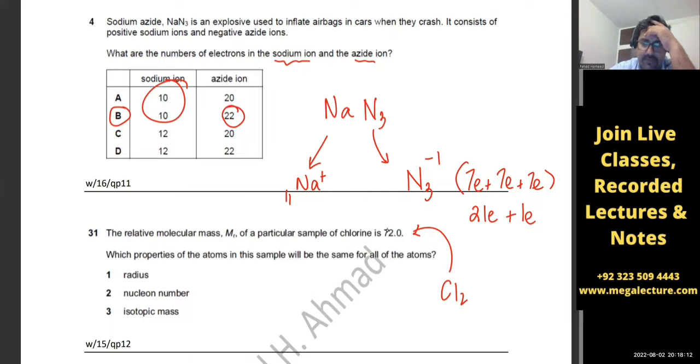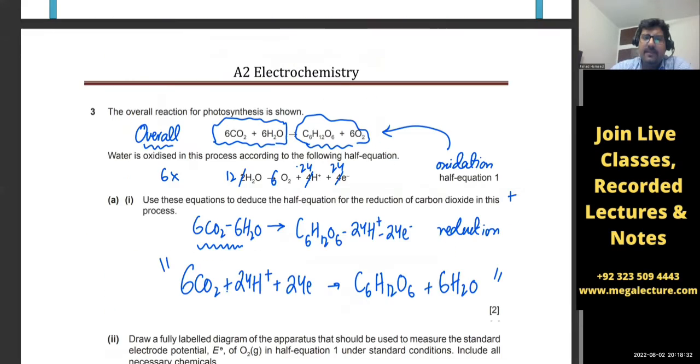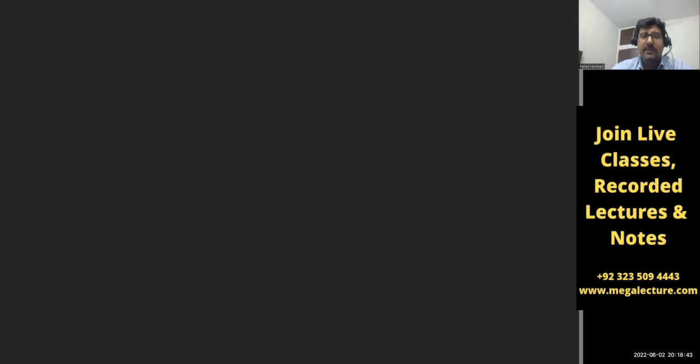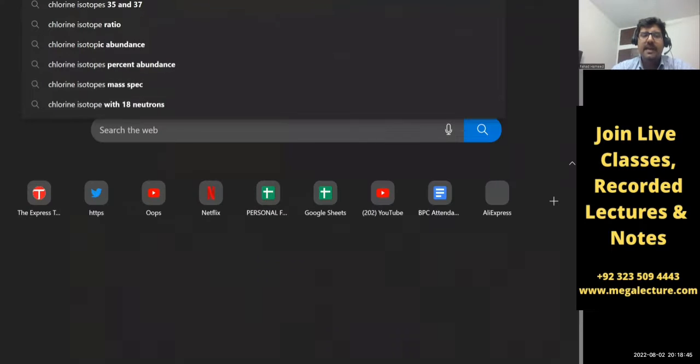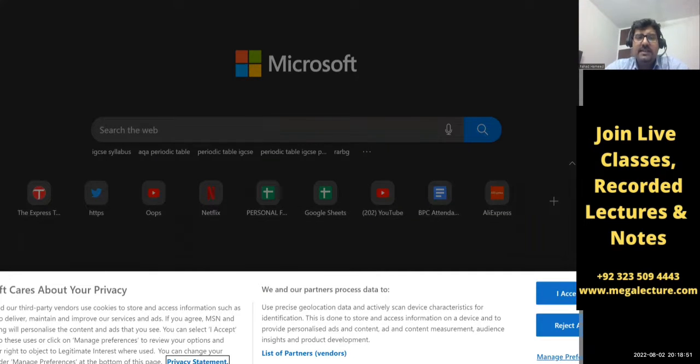So remember, does anyone know how many isotopes chlorine has? We didn't do isotopes, we didn't do mass spectroscopy, but is there any general knowledge about which isotopes chlorine has? Is it two? Chlorine is 35.5, right? Actually, there is no chlorine 35.5. Chlorine has a lot of isotopes. Okay, let's Google it. There are two main isotopes. One is 35, the other one is 37. There's a difference of two neutrons.